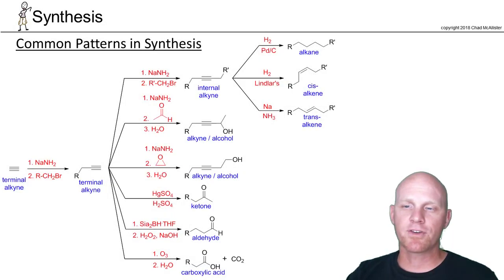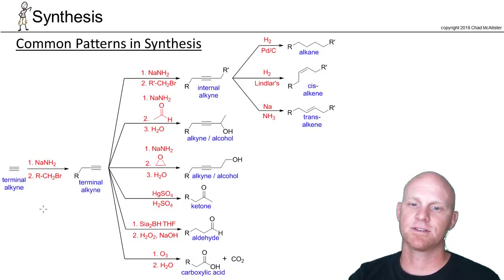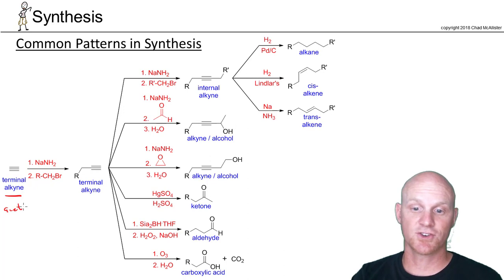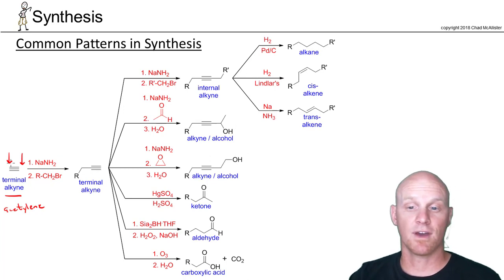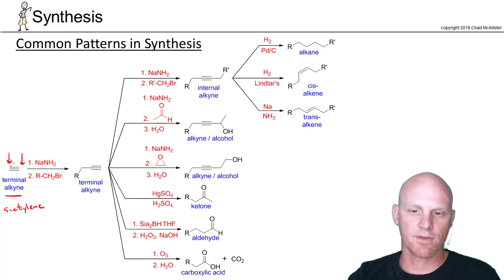So here let's take a look at another common pattern in synthesis. In this case, we're going to start with a terminal alkyne, specifically acetylene, which is terminal on both sides. We'll know that we could make a carbon-carbon bond on either side or on both sides. In this case, we'll start off with the first one, and we'll just simply add a primary alkyl halide, and we'll do SN2. We'll have formed this new bond right here.